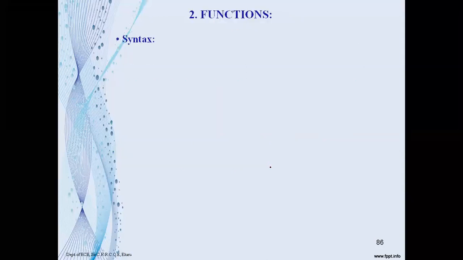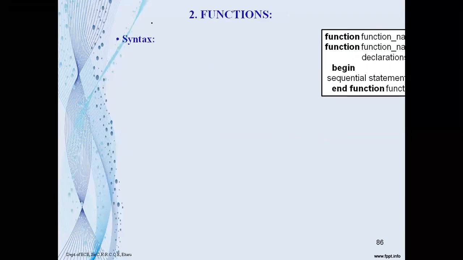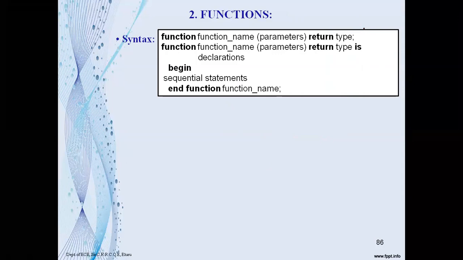So we will see the syntax for this. See this. This is the declarative part of the function, and this is the body. And in the body also you can give declarations, which are optional. If it is necessary, you can give them. If not, you need not give the declarations. The exact statements start between the begin and end function. After the begin, you will start writing the sequential statements, and it ends with the end function with the function name.